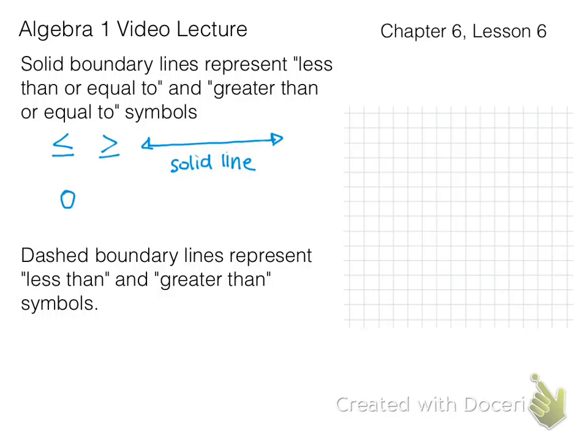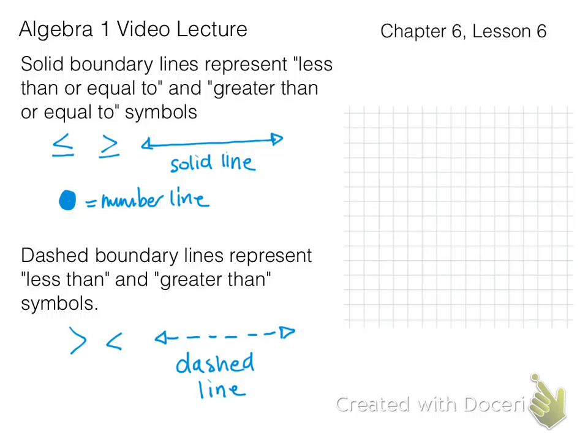Okay, so just like when we're graphing inequalities on a number line, we had this solid dot, right? Well, a solid dot is when we're doing a number line. But when we're doing linear inequalities and graphing on a coordinate plane, we're going to use a solid line to represent the less than or equal to and greater than or equal to symbols. When we're dealing with a number line and we have just the less than or equal to, we use an open dot. When we're dealing with number line stuff, right?